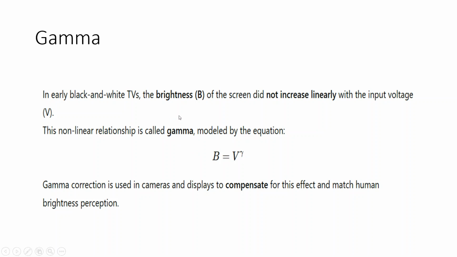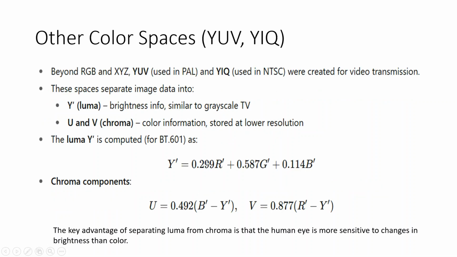So the brightness is directly equivalent to the voltage. But in real time, the brightness of the screen doesn't increase linearly with the input voltage. This is non-linear, and this non-linear relationship is called gamma. The brightness in the image is determined by the voltage, which is exponentially increased with gamma. Based on this gamma value, the brightness will be increased or decreased.